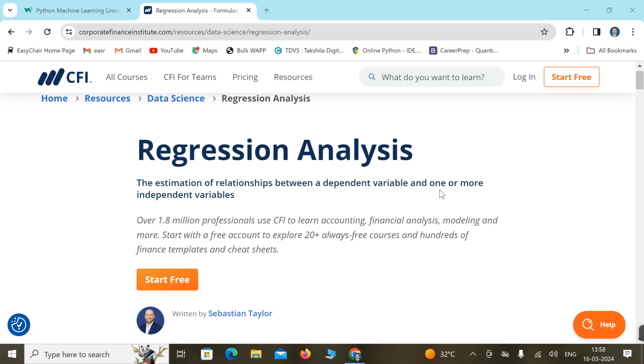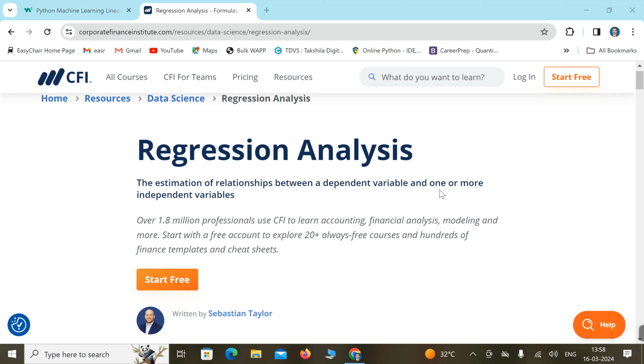Before we start using a Python tool for regression analysis, let us understand what the meaning of regression analysis is, what the different types of regression analysis are, and how we implement these types of regression analysis in Python. So these are the three important discussions for today's video lecture. I begin with the concept of regression analysis.